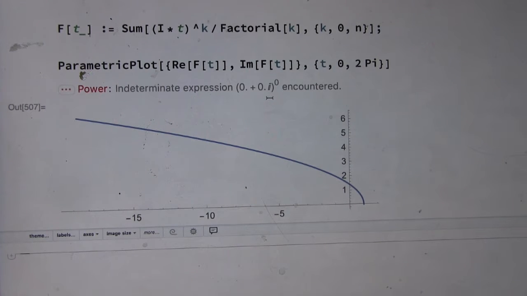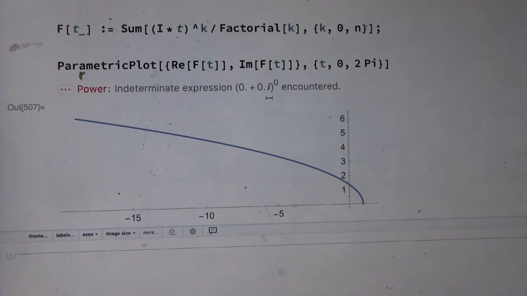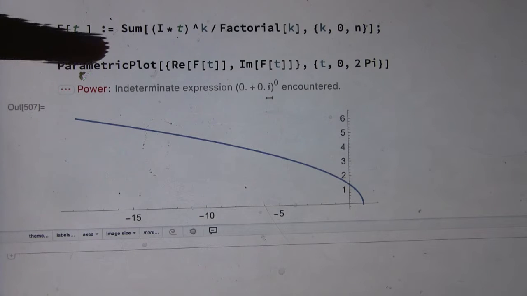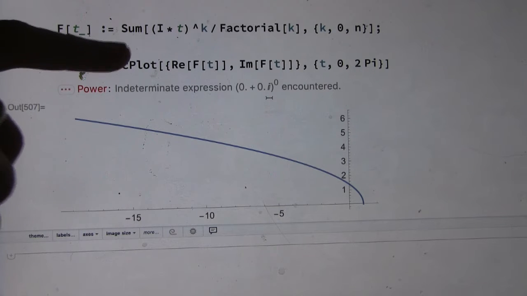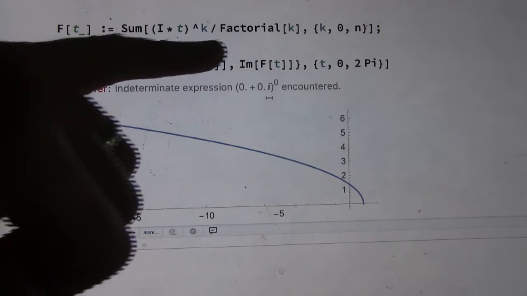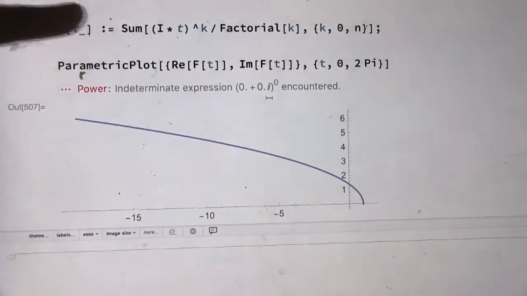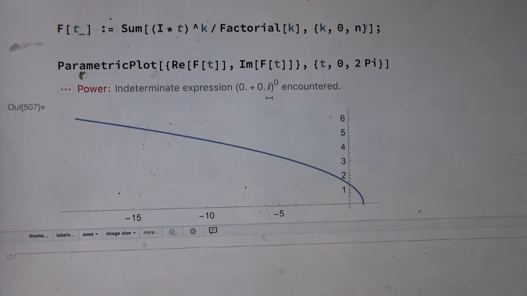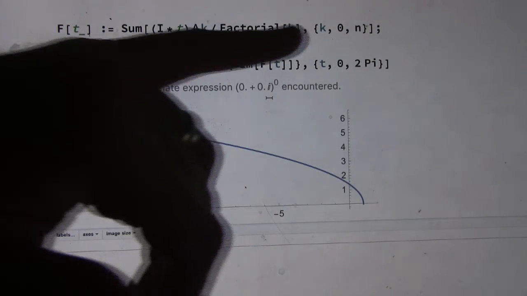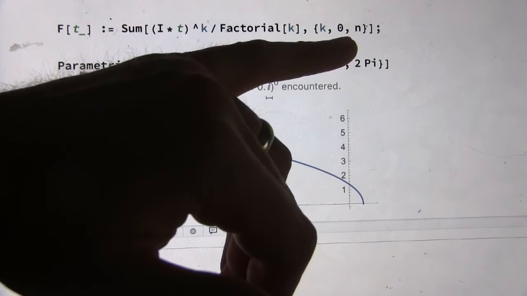Okay, so before we got going today, I wrote a super short program in Mathematica. I defined n equals 2, so we'll go up to the second order term. My function of t is defined to be a sum of (it)^k over k factorial, where k goes from 0 to whatever n is. In the sum definition in Mathematica, the lower bound and upper bound are included.